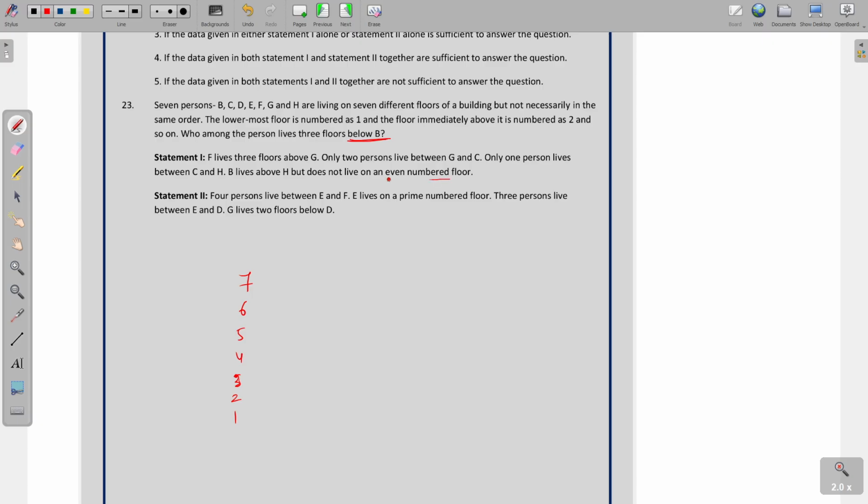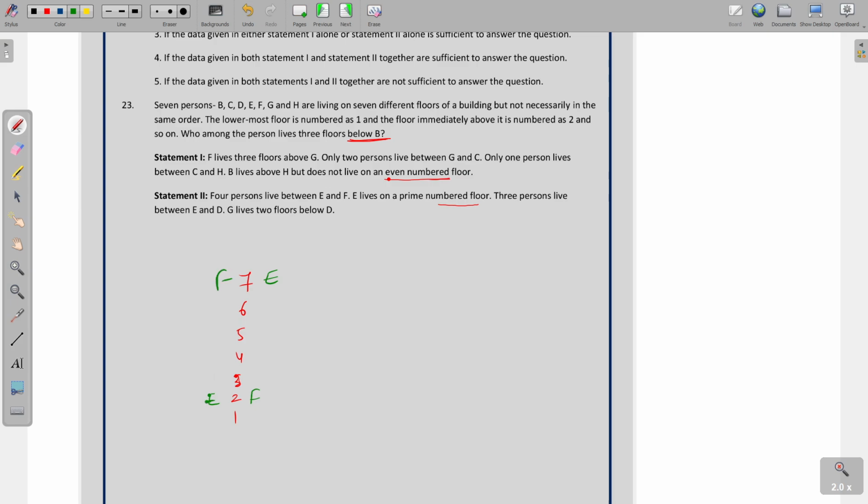So from statement 1, more possibilities are coming. So observe statement 2. 4 persons live between E and F. E lives on a prime numbered floor. So see, 4 persons are between E and F. 1 2 3 and 4. F is placed here.